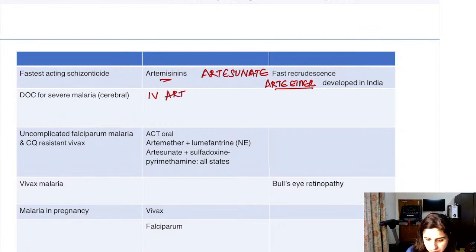ठीक है, IV artesunate is given. ठीक है, even pregnancy में अगर होता है, we are going to give artesunate here. And it is always IV. So drug of choice obviously emergency है, IV देंगे. And only if there is a resistant case, then we are going to give quinine. Otherwise the drug of choice is IV artesunate.